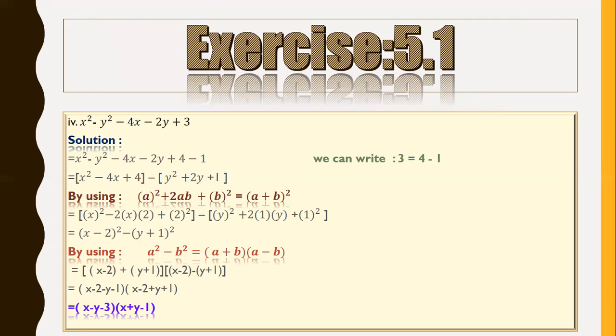Again we have a square minus b square. In our question, a is x minus 2 and b is y plus 1. When we open the brackets, we get x minus 2 minus y minus 1 and x minus 2 plus y plus 1. Now you rearrange the terms: x minus y minus 3 and x plus y minus 2.